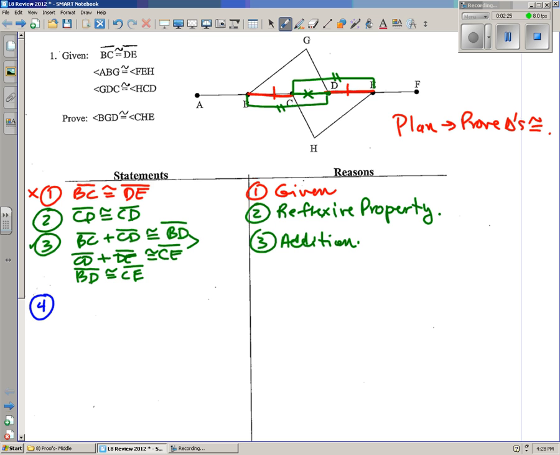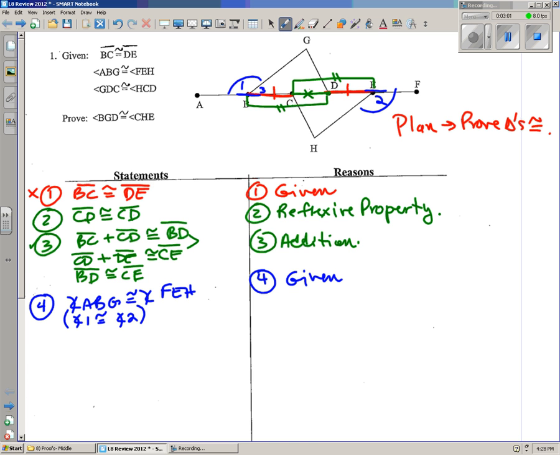So number 4 says angle ABG is congruent to angle FEH. So here's angle ABG, here's angle FEH, and I'm going to take it upon myself to number them, 1 and 2. Those do not count because they're not in the triangles. They are, however, linear pairs with angles that are in the triangle. So I'm going to number this guy 3, number this guy 4.